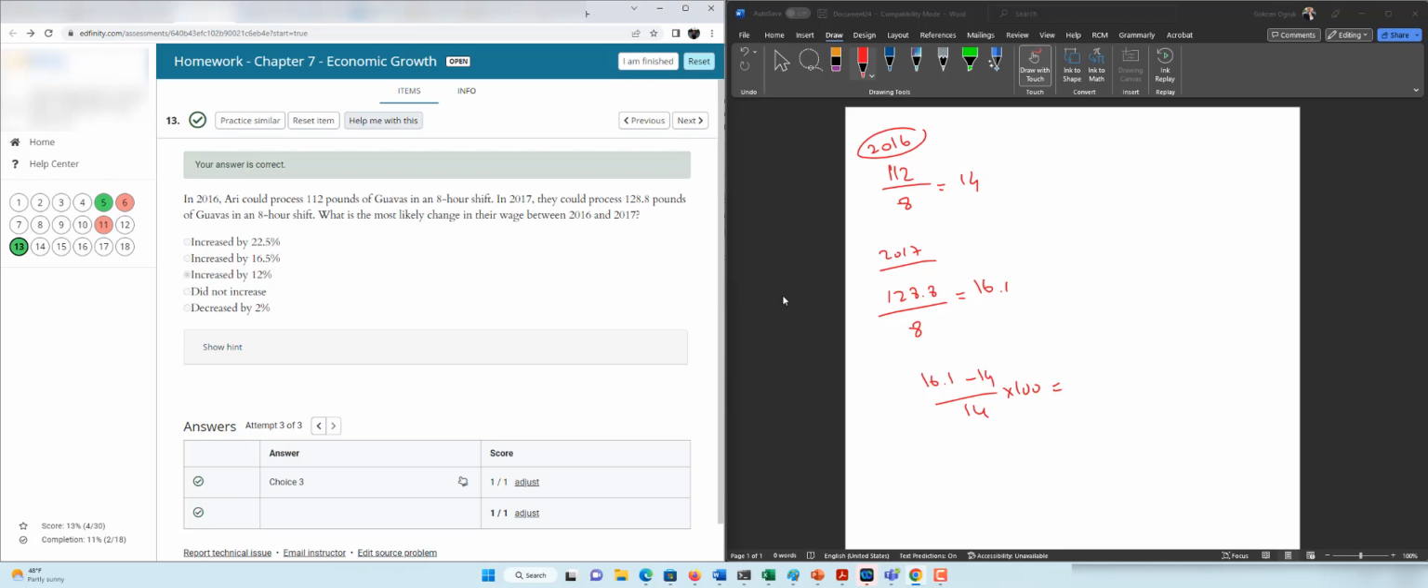The company is not going to pay more than the productivity growth. So the company is not going to pay 22.5 or 16.5. It's not correct that the wage decreases, because the productivity increased, so the wage should increase. Therefore the right answer is 12%.